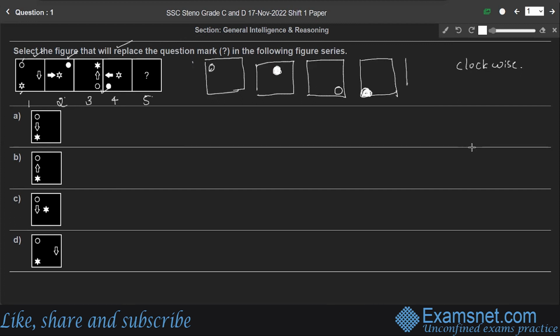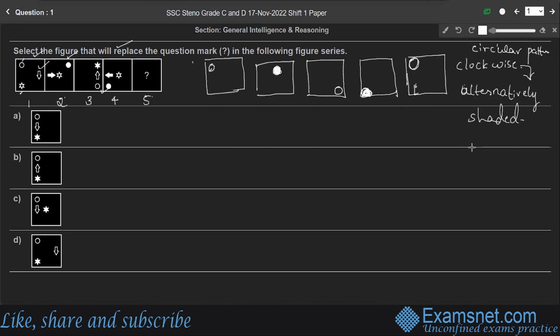Therefore, in the fifth figure, its position should be in the top left corner, and this should be non-shaded. So alternatively, these circular patterns are shaded. So this is about the circular pattern: clockwise, they change their positions, and alternatively these circular figures are shaded.